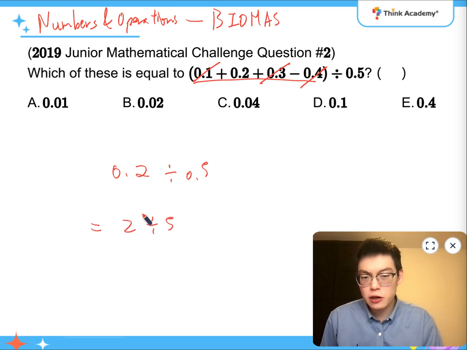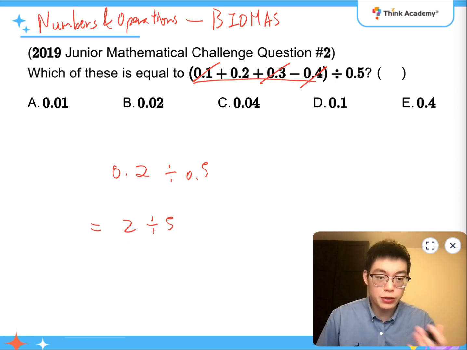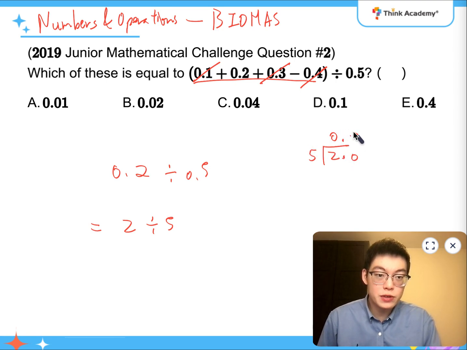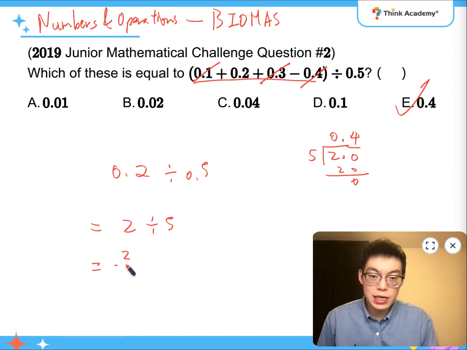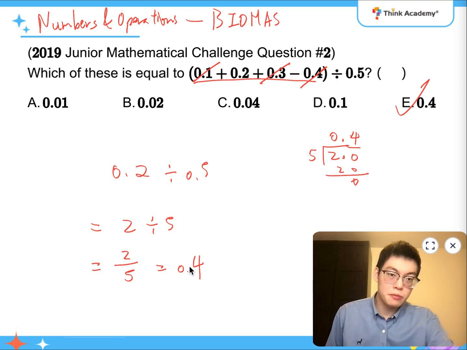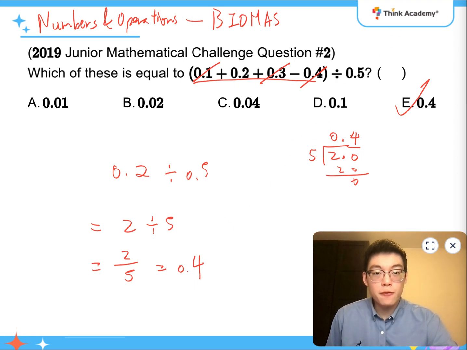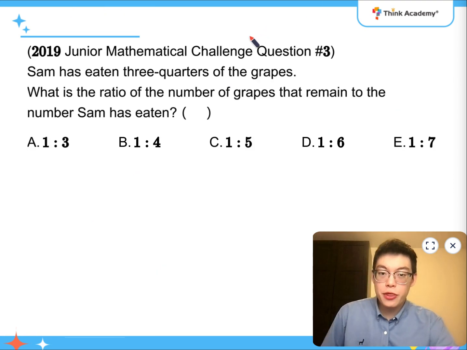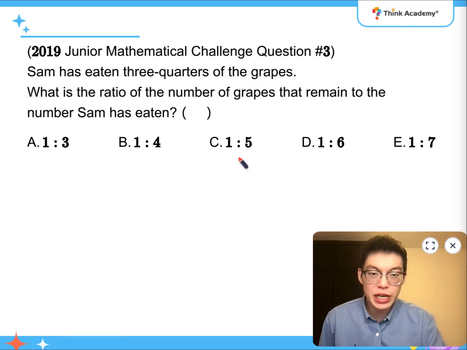So there are two ways you can solve it. First of all is just simply do the division. So you have 2 divided by 5. Well, we know that's going to be 0, but we don't want the remainder. So we add a 0 after the decimal point, and 5 times 4 is 20. So we know that is going to be 0.4. Or we can also write it as a fraction, 2/5, and you know that's going to be 0.4, okay? So those are the two ways that you can solve it. That's for question 2. Moving on to question 3, it says Sam has eaten 3/4 of the grapes.